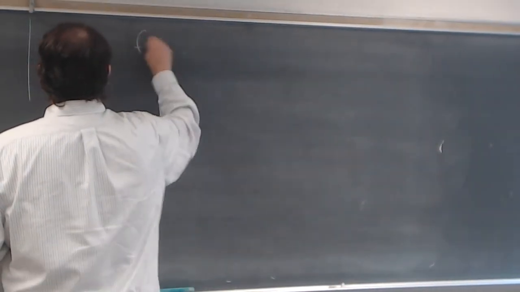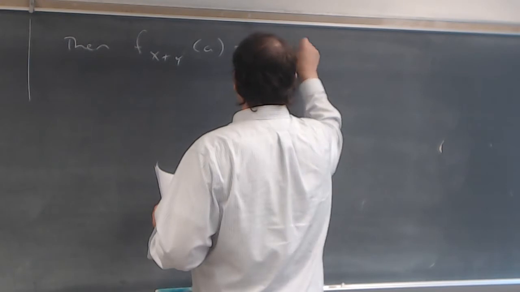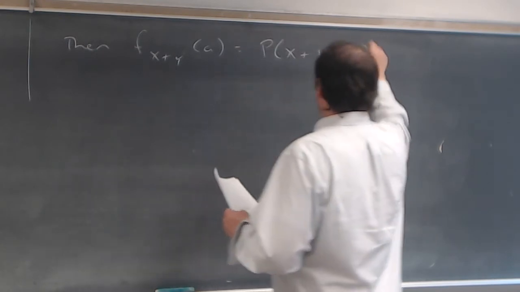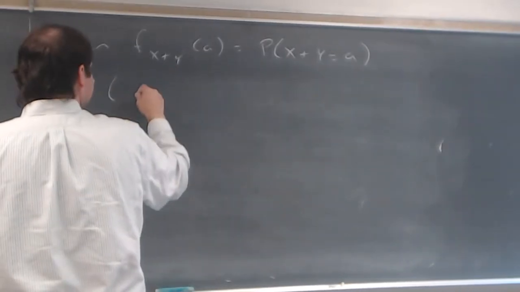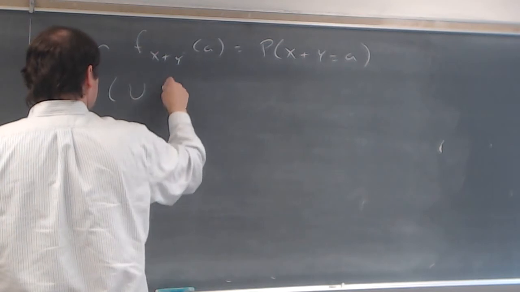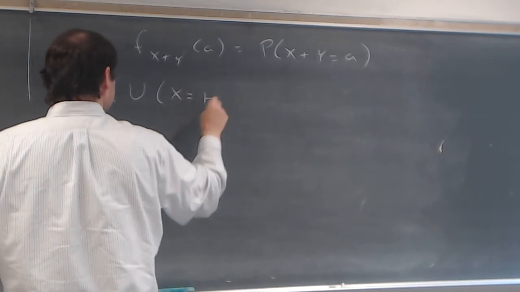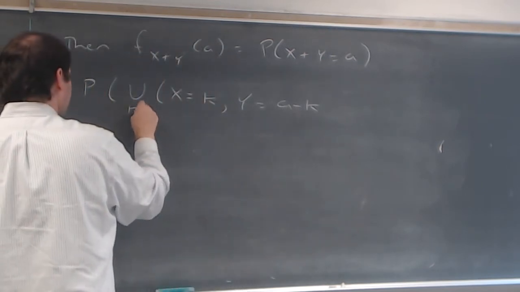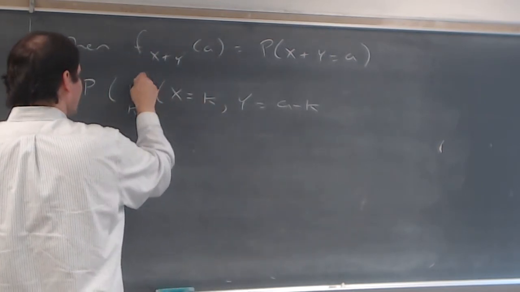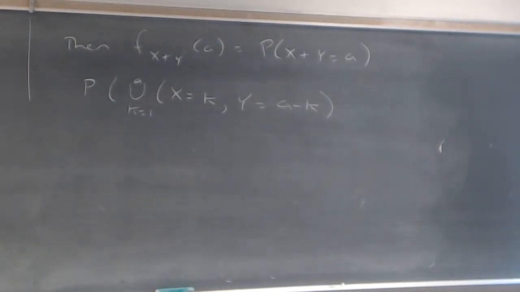Then, f of x plus y, the PDF of x plus y, evaluated at a. What that's equal to is the probability that x plus y is equal to a. And what that's equal to is the probability of a union of sets. It's the union that x is equal to, let's say, k, and y is equal to a minus k, where k would run from 1 to a. Okay, so that's how they can add up to give you a. X is k and y is a minus k.